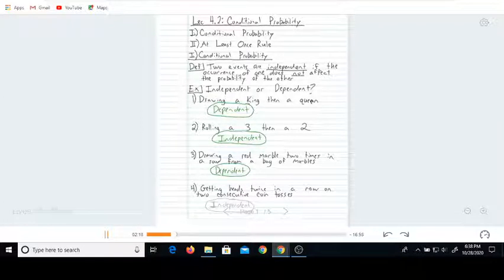And what about getting heads twice in a row? Well, that is independent. Naturally, coin tosses are going to be independent of each other. They do not affect each other. So that's the idea of independent versus dependent.